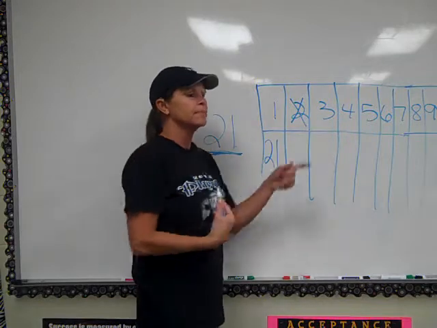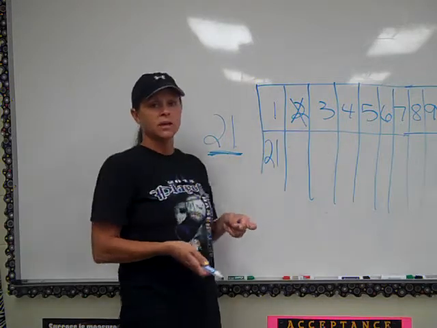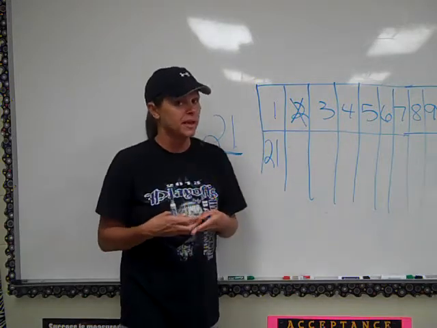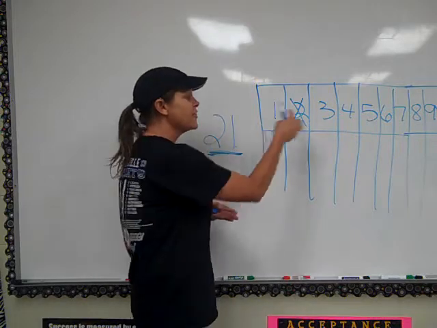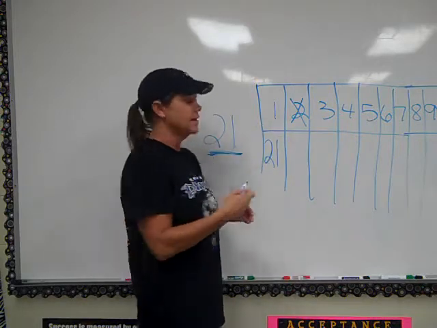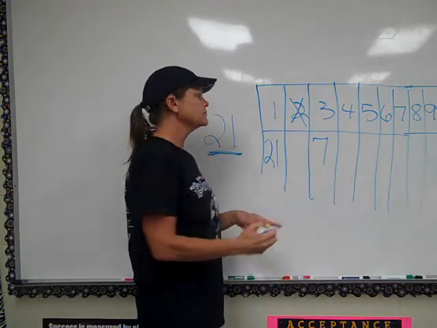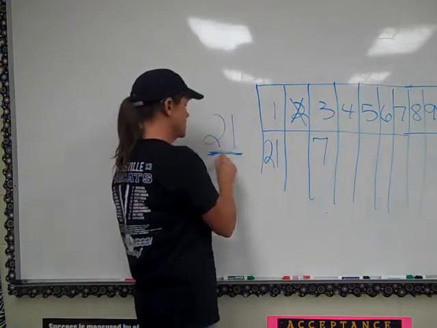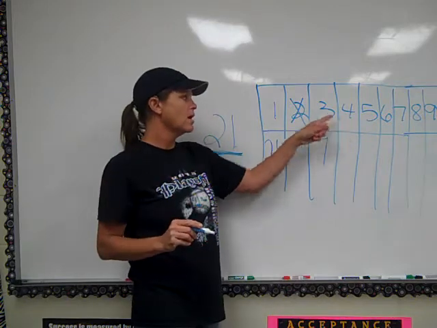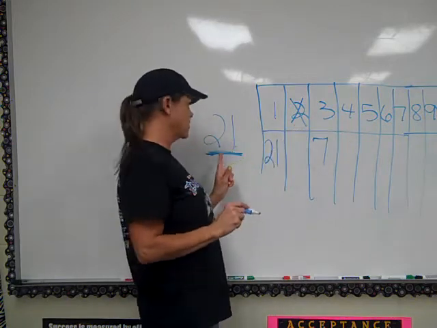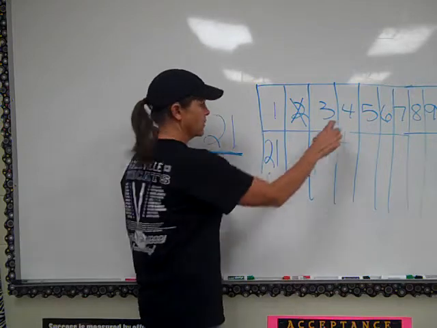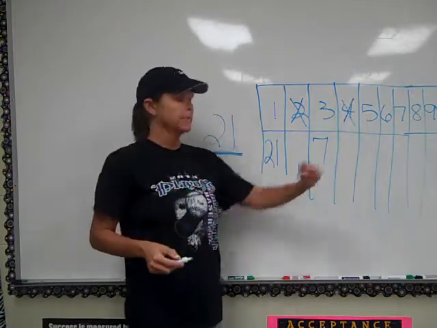Now we move on to 3. Will 3 go into 21? Well, I know from my multiplication facts that I've got memorized that 3 times 7 is 21. So I know that 3's partner is going to be the number 7. Will 4 go into the number 21? If 2 won't go into the number 21, then 4 won't go into the number 21. So 4 will not go into the number 21.